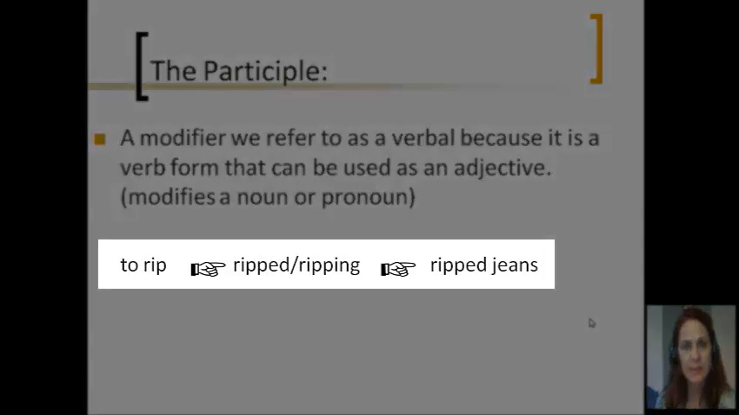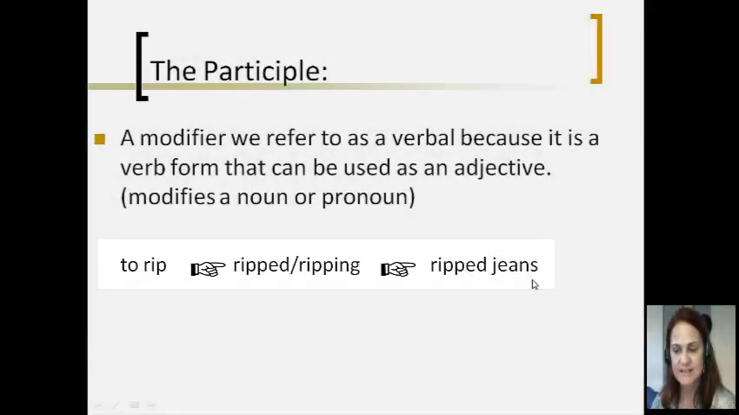To rip. Rip is a verb. In its forms, it could be ripped or ripping. And as a participle, an example could be ripped jeans. Here we have a participle ripped, and it's developed from the verb rip, but in this case it's modifying the noun jeans.